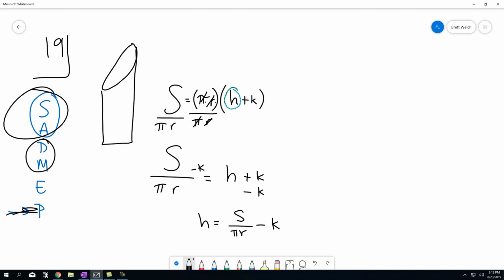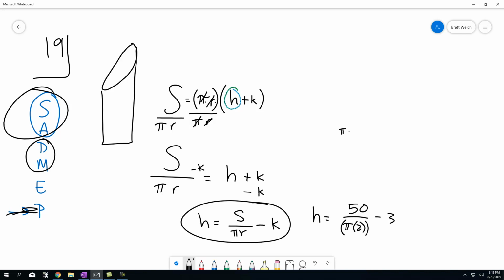Now you're also given some numbers on 19. They tell you that r is 2, k is 3, and s is 50 centimeters squared. So if I put those in, first we say that's our answer, and then h is s, which was 50, over pi times r, which was 2, and we subtract k, which is 3. When we put something like this into the calculator, it's really important how we do it. You're going to need another set of parentheses around the pi times 2, or the other way you can do it is just do pi times 2, which gives you roughly 6.28, then take 50 divided by 6.28, and then subtract the 3.